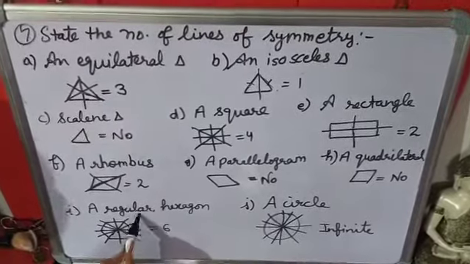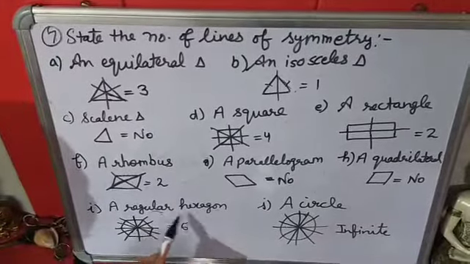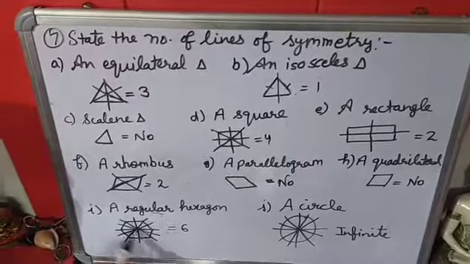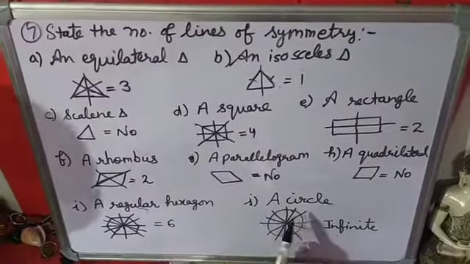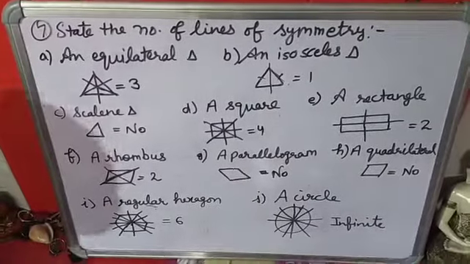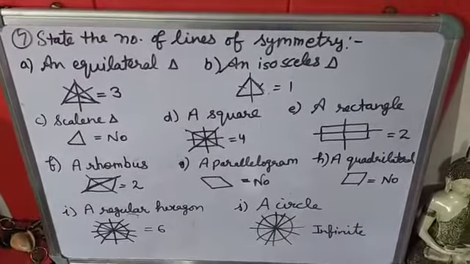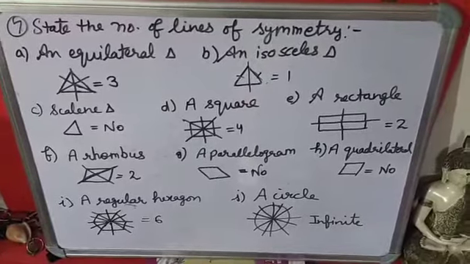Regular hexagon. If it is regular means equal, all six sides are equal, then we can draw six lines of symmetry in regular hexagon. Then in a circle, you know that in circle we can draw infinite or many lines of symmetry.